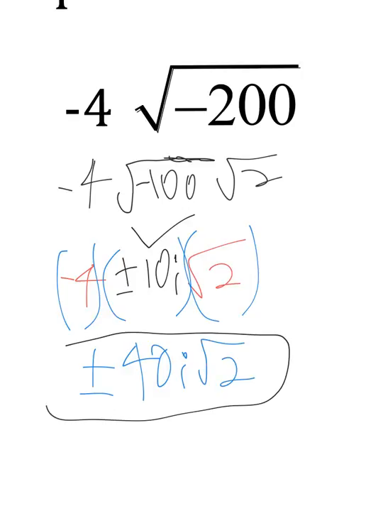So, yeah, it's a little tricky, simplifying ones like this. Just know that negative 4 times positive 10i is negative 40i. Negative 4 times negative 10i is positive 40i. So you still have that plus or minus there, because you're like, what happened to this negative? Can't you say negative plus or minus? That's just redundant. So that's what I'm trying to say here.